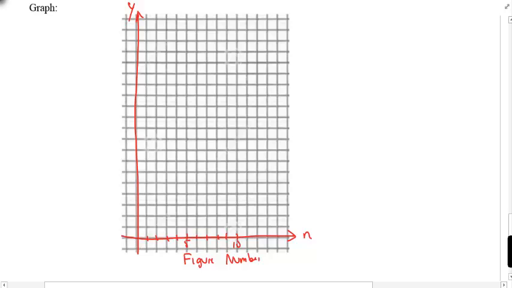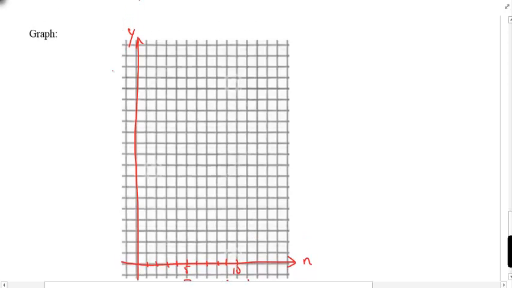And then on the vertical, we're going to use the dark squares. So I'm going to write down dark squares. Gotta label things so people know what we're talking about. And let's go 1, 2, 3, 4, 5, 6, 7, 8, 9, 10, 11, 12, 13, 14, 15, 16, 17, 18, 19, 20. Just enough, I think.